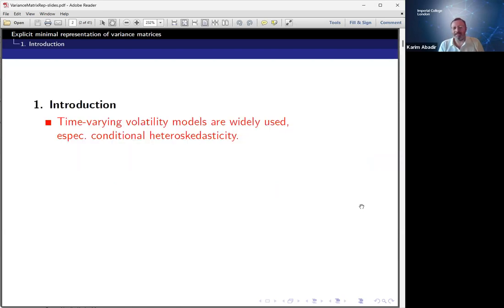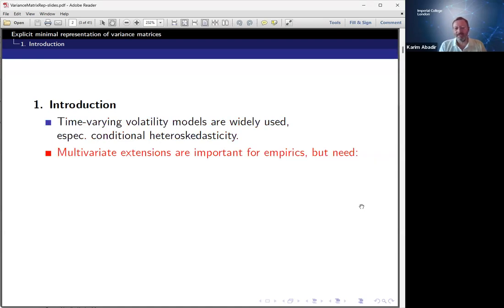So let me start by motivating why I'm doing this. Time-varying volatility models are used in a lot of applications. In particular, conditional heteroscedasticity, but not exclusively. There are other applications to stochastic volatility and others. The multivariate extensions are important because empirically we're dealing typically with many series and we want to be able to model them jointly.